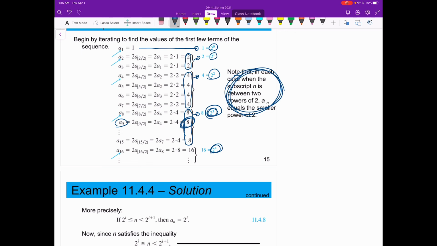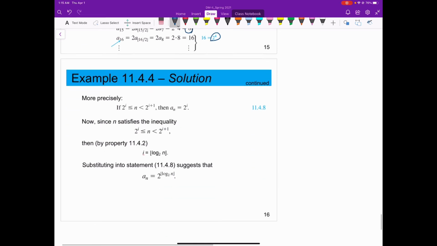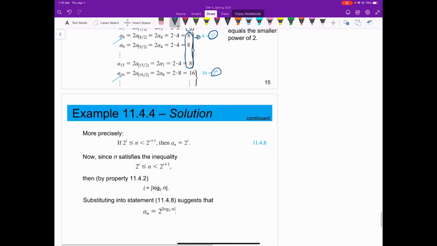Let's say a different number, maybe n is 8, a of 8. That value is between 2 to the power 3 and 2 to the power 4. The corresponding answer should be just the lower bound, which is 2 to the power 3. This is a nice pattern that you see here. Because of this reason, we could write that n is in between 2 to the power i and 2 to the power i plus 1.